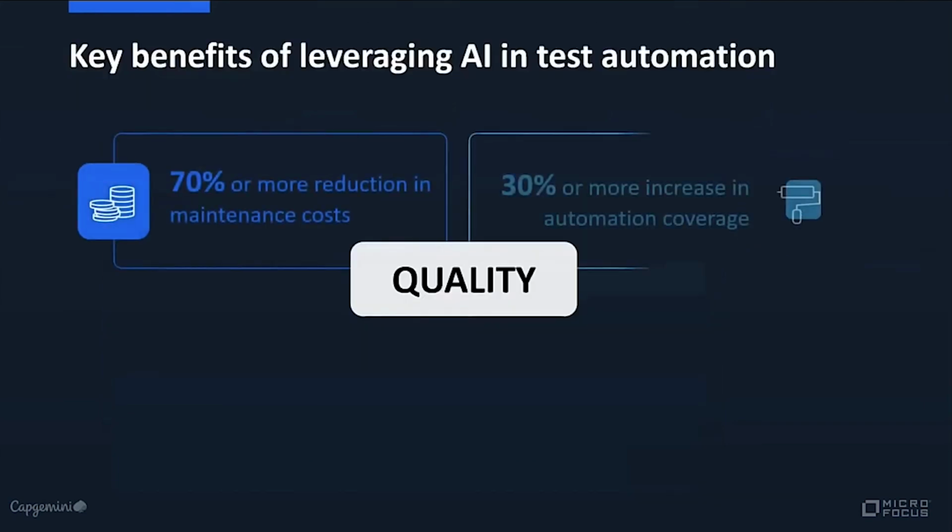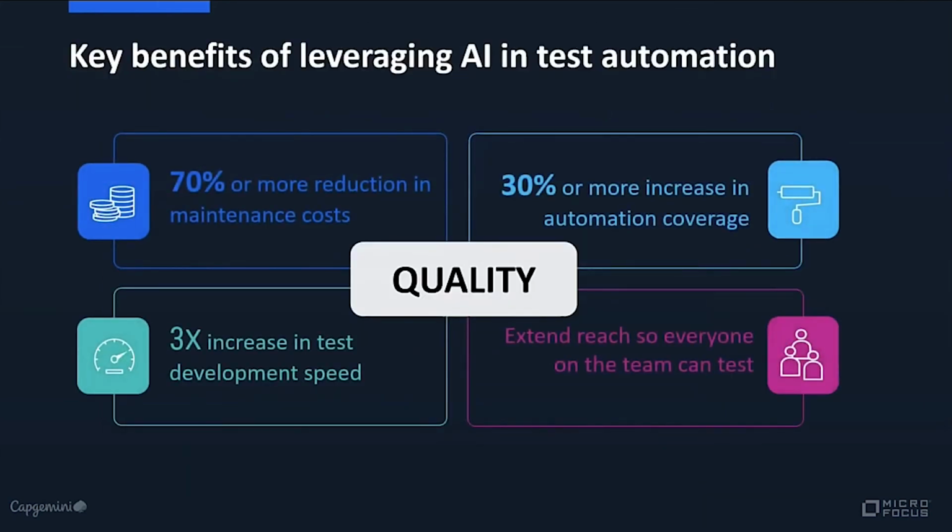To summarize my discussion, these are the key benefits of leveraging AI in test automation. First of all, QA teams can focus on their prime responsibility, which is quality, rather than trying to become magicians and make things work, troubleshooting or learning new solutions to make things work. So I think they will be able to achieve at least 70% or more reduction in the maintenance cost.